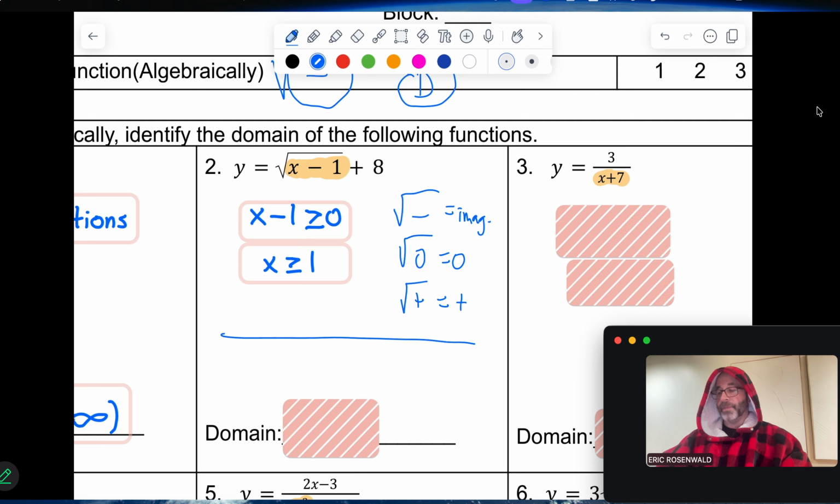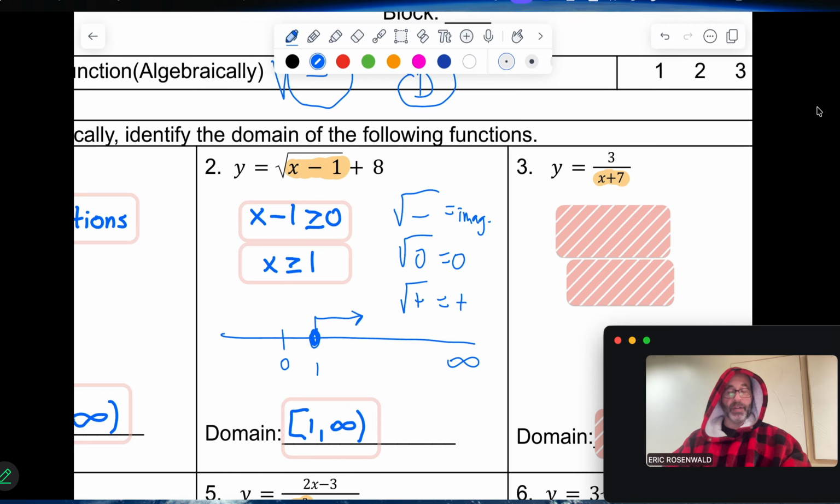And then that says that our domain, if you think about this in terms of a number line, okay, I have 0 and 1. We can include the 1 because we can equal 1, and it's going to go to the right. So if I start at 1 and I go to the right, the values all the way over here to the right go all the way to infinity. So my domain for this is from 1 to infinity. And that's what our graph looks like.